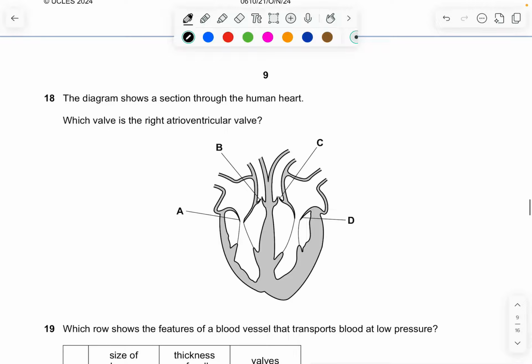Question 18. The diagram shows a section through a human heart. Which valve is the right atrioventricular valve? Alright, so first of all, we have to separate them. This is the left hand side, this is the right hand side. So the AV valve is very simple, it's this one. So the answer is A. B is a semilunar valve.